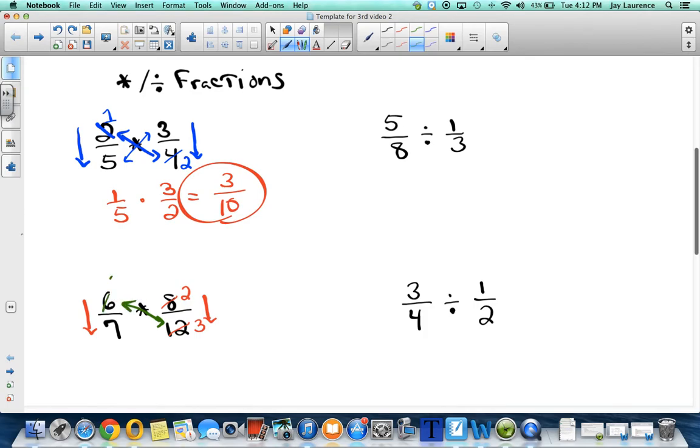6/3 is the same as 2/1. Now I can't simplify this way because that's not division. Nothing's going to simplify here with the 2 and the 7. So my new problem is 2/7 times 2/1. I'm ready to multiply. 2 times 2 is 4. 7 times 1 is 7. My answer is 4 sevenths.